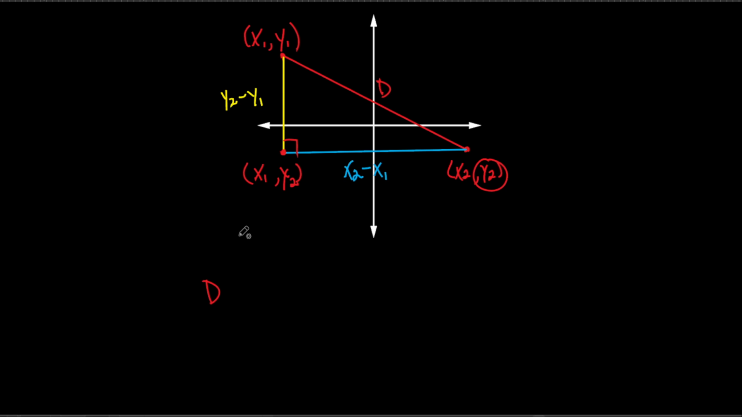Now, do you remember how to do the Pythagorean theorem? You square all of them, right? And you add up the two legs and set it equal to the hypotenuse. So I go D squared equals. Now, what's my A in this situation? It could be either one. It could be this one, or it could be this one. Let's do the x's first, okay?